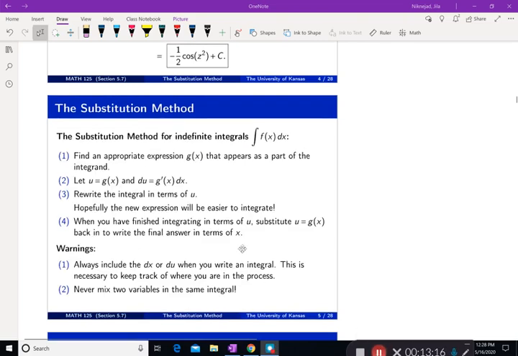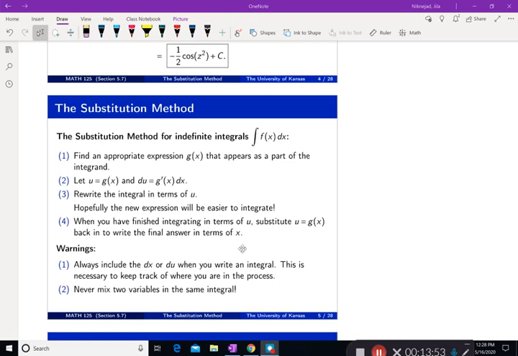Okay, so the substitution method for the indefinite integral of f of x dx. First, find the appropriate expression g(x) that appears as part of the integrand. That's the inner function. Two, set u equal to that g(x), and then du is the derivative of g(x) dx. Rewrite the integrand in terms of u, and hopefully the new expression will be something easier to integrate.